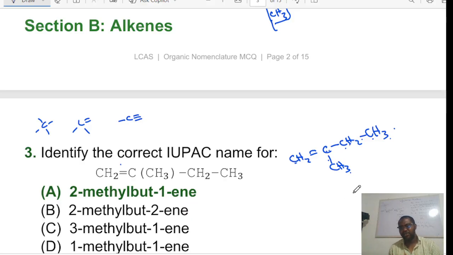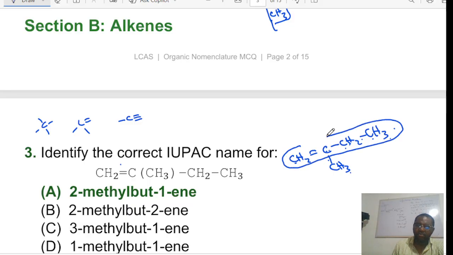Okay, now the longest chain is still 1, 2, 3, 4, and please, the longest chain must contain the functional group. So that means this is my longest chain, 1, 2, 3, 4. I'm going to start from here to name, 1, 2, 3, 4. I don't bother with the substituent. It must start from here, because the double bond starts from here at position 1.